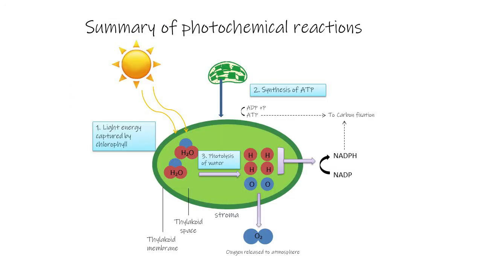So, in summary, the light energy captured by chlorophyll molecules has two main roles: synthesizing ATP from ADP and a phosphate through photophosphorylation, and splitting water molecules by photolysis to release hydrogen, which reduces NADP to NADPH. The ATP and NADPH formed will be used to drive the reactions in the next stage of photosynthesis, carbon fixation. Oxygen is released as a byproduct of the photochemical reactions.